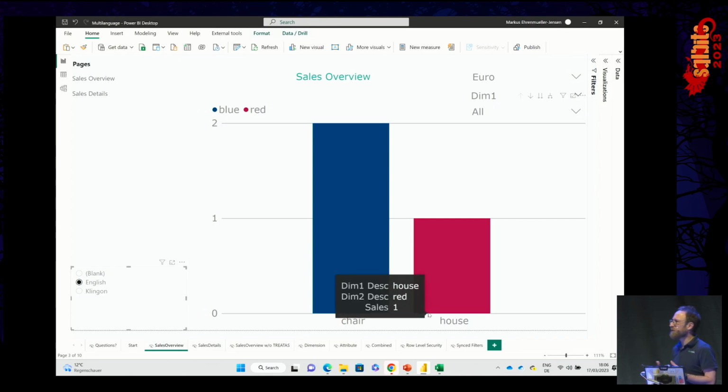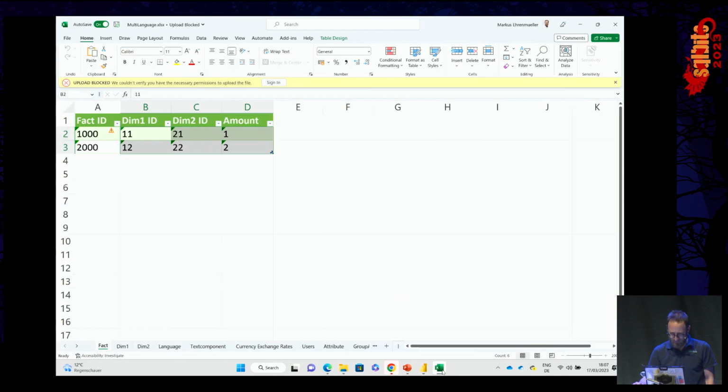So let's introduce a new language, right? I can first demonstrate what's the outcome of that, and maybe that motivates you to keep your attention on this overcomplicated model. So let's jump to my data source, and of course the data source of preference is always Excel, right? That's what we like in Power BI.